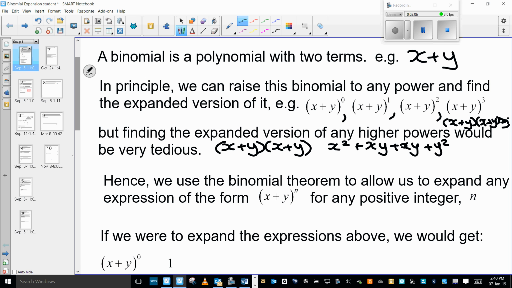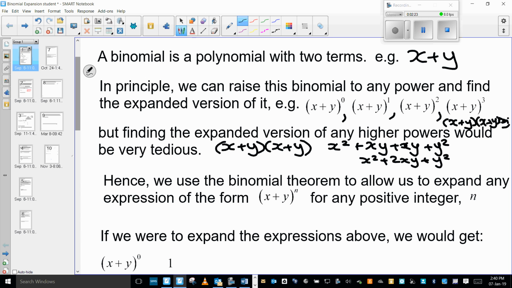FOIL stands for first, outer, inner, last. And this simplifies to be x squared plus 2xy plus y squared.